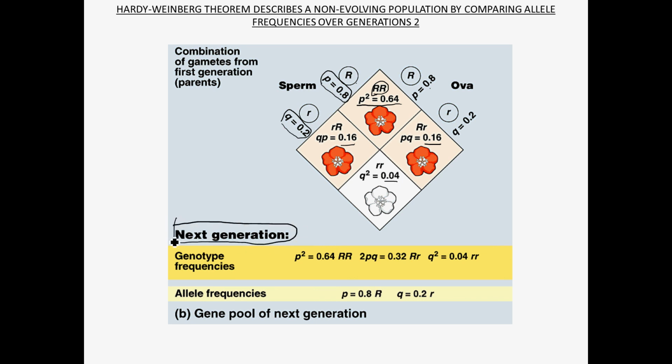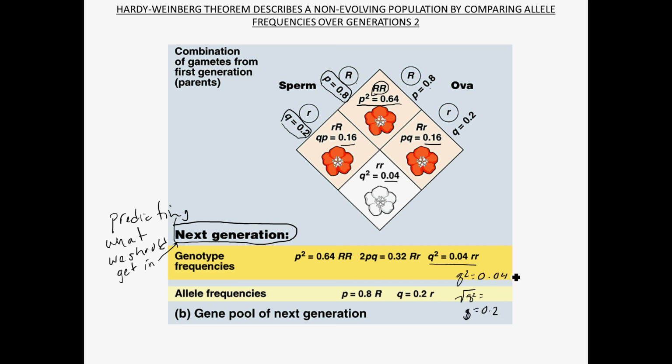We're predicting what we should get in the next generation. If we know P and Q of the parent generation, we should then predict what we would see in the next generation. And if you do all this out, you figure out here that Q squared is 0.04. If you take the square root of this, you end up getting Q is equal to 0.2.